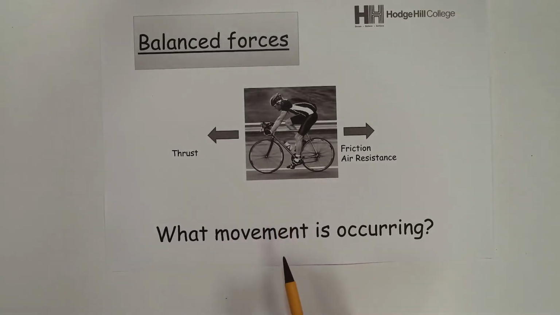Now, when we have balanced forces acting on an object, there are two things that can happen. If the object is stationary, then the object will continue to stay still. However, in this example at the top here, what we have is a bicycle. The object is moving. Now that these forces acting on the object are equal, that object will continue to move at the same speed and in the same direction.